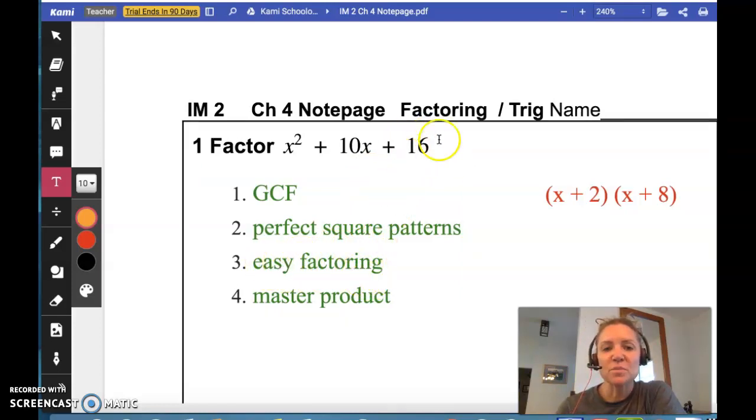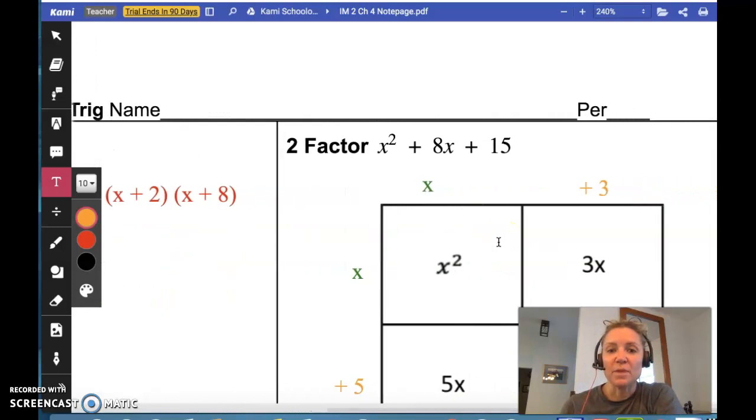So we're going to see if we can use some easy factoring on it. So you see what multiplies to get 16 and adds to get 10. So if you try 2 times 8 is where you get the 16. And if you do 2x for the inside and 8x for the outside, that's what you would use to get your 10x. Okay? Jumping over to problem number 2.